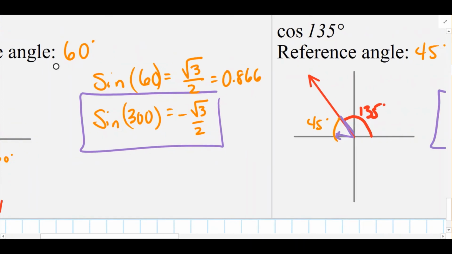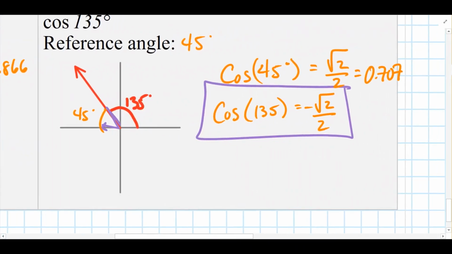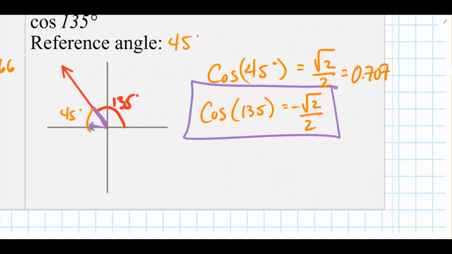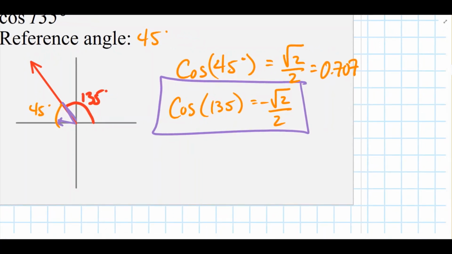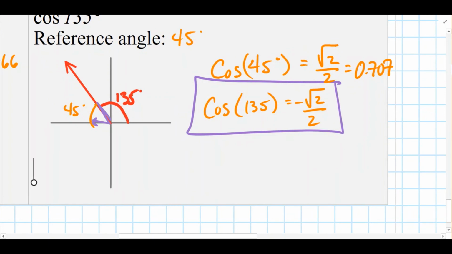Finally, the reference angle of 135 degrees is 45 degrees, and cosine evaluated at 45 degrees is commonly recognized as the square root of 2 divided by 2, or 0.707. This would be reported as a negative value, though, since the x value in the second quadrant is negative, while the r value is positive.